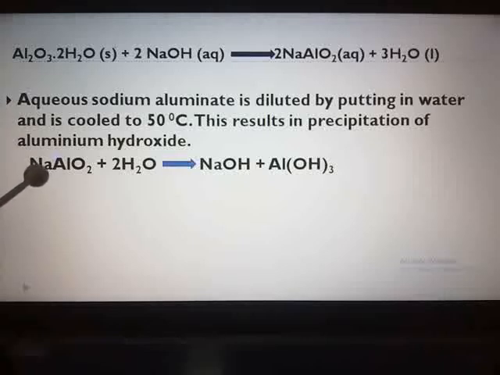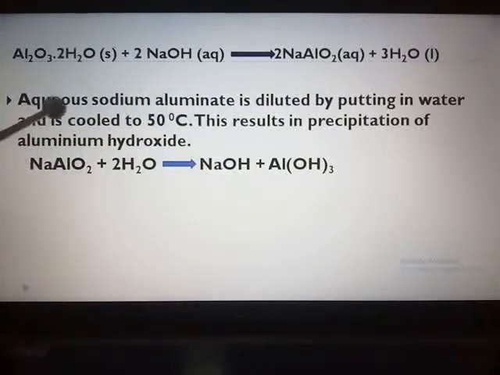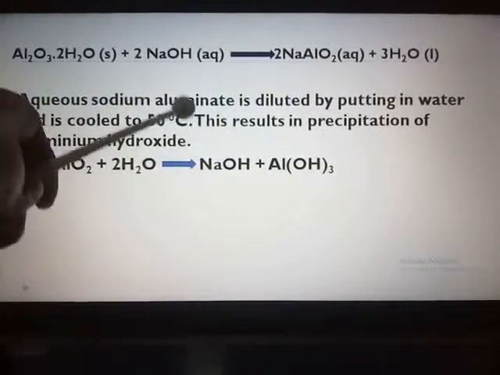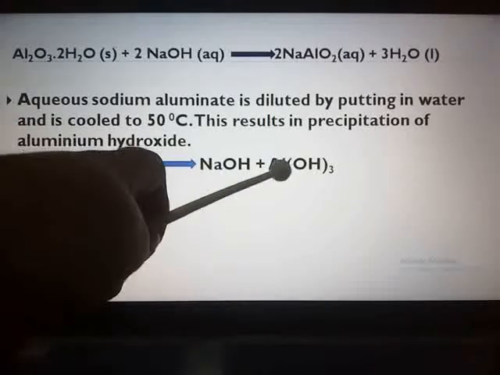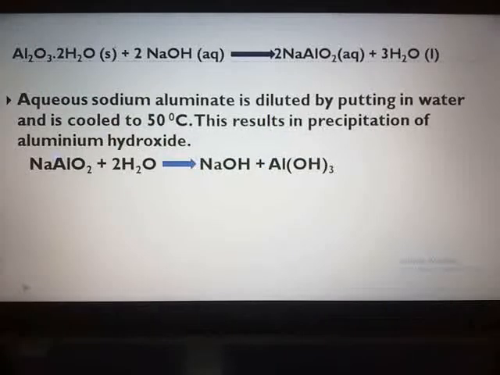So you can see here, sodium aluminate, when treated with water, is diluted by putting in water and cooled to about 50 degrees Celsius. You get NaOH, and the required product, that is aluminium hydroxide. This is about the Bayer process. Let us see what is done with this aluminium oxide ahead.